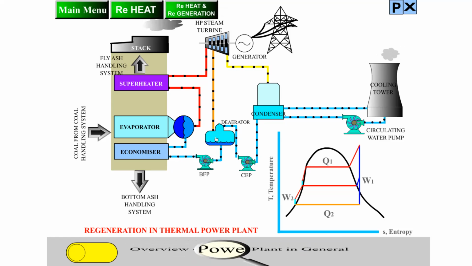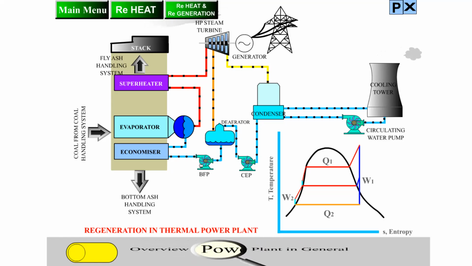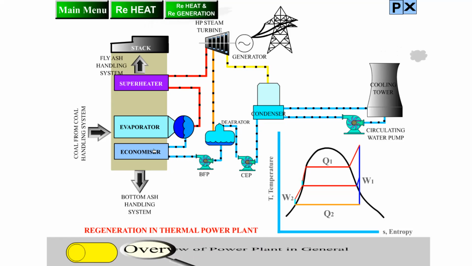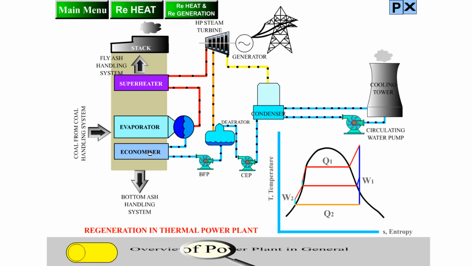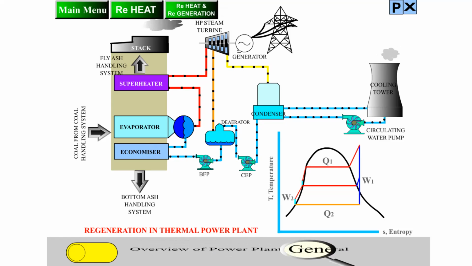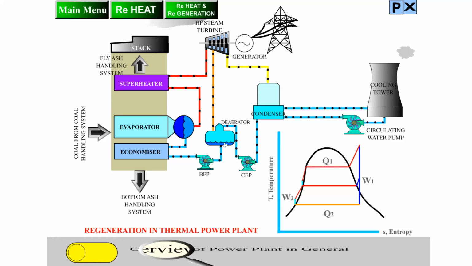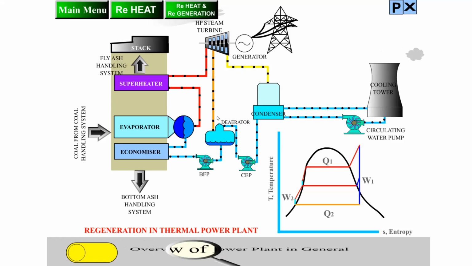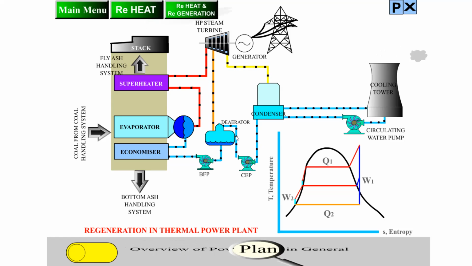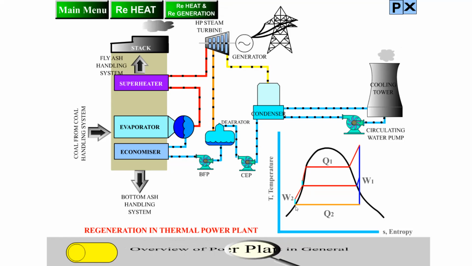Deaerator is also a type of heat exchanger, wherein the water is being heated and then pumped with the high pressure pump, BFP, boiler feed pump, to the boiler furnace, where again it gets superheated and the cycle continues. In this regeneration cycle, you are seeing this deaerator or open feed water heater here. So what are the processes taking place on the TS diagram?